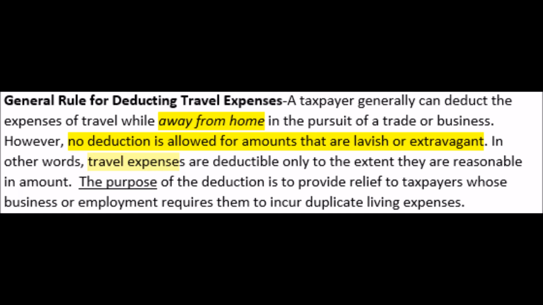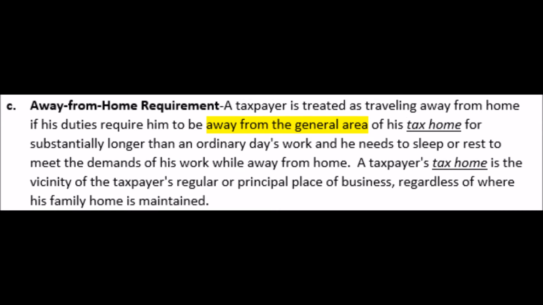General rule for deducting travel expenses. A taxpayer generally can deduct the expenses of travel while away from home in the pursuit of a trade or business. So that means generally the IRS considers away from home where you're far enough away that the normal person would require rest. We all have a home and we all have a tax home. A tax home is the vicinity of the taxpayer's regular or principal place of business. For example, if your home was in San Diego but you worked regularly in Los Angeles, Los Angeles would be your tax home.